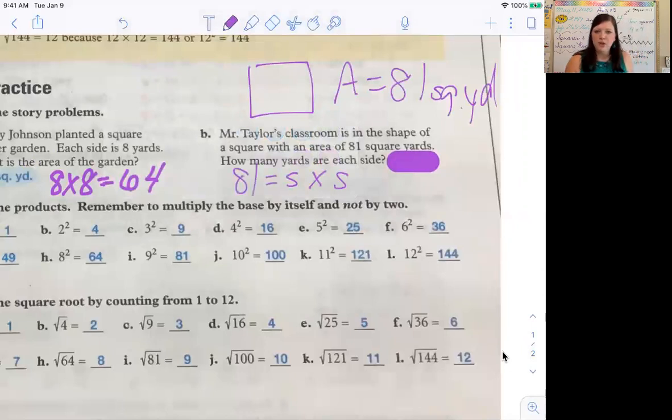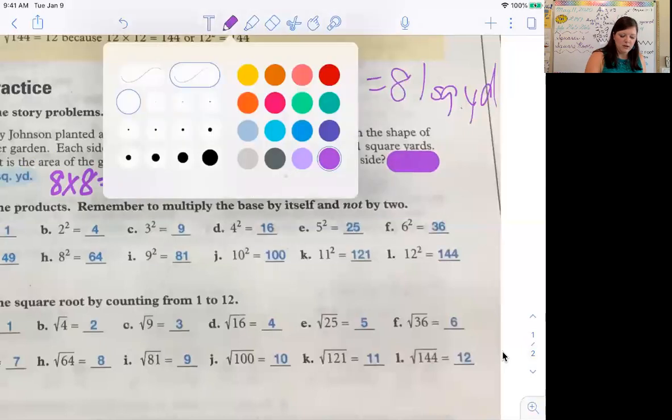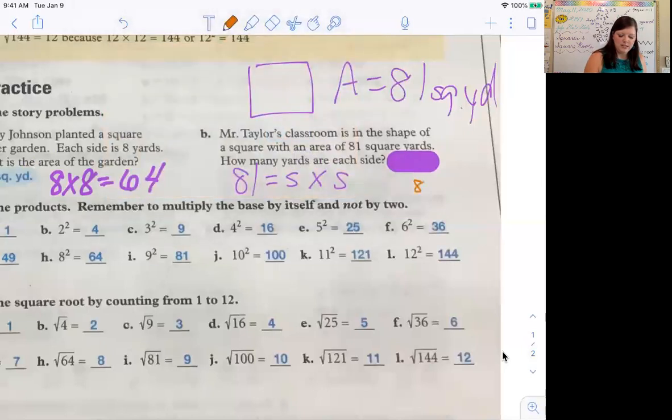So how can we figure out what one of these sides is? Well, why don't we take the square root of that number? What is the square root of 81? What times itself equals 81? If you answered 9, very good.